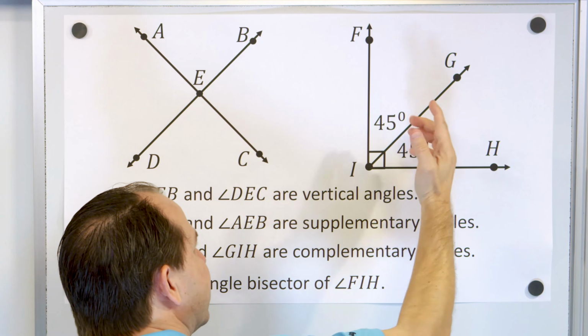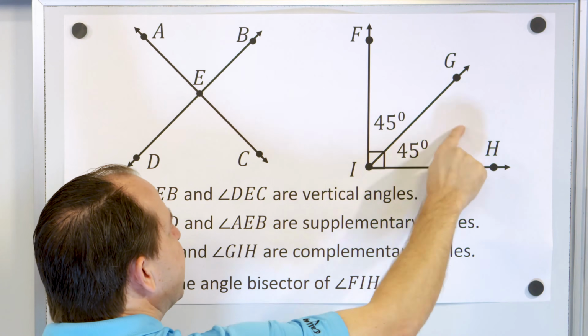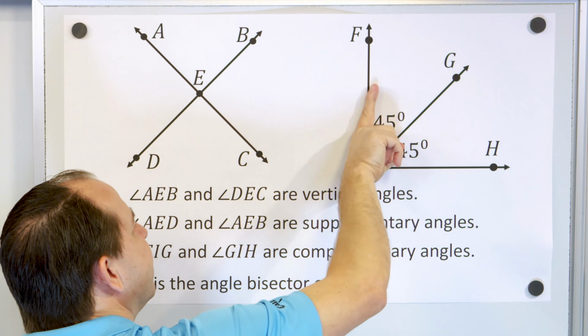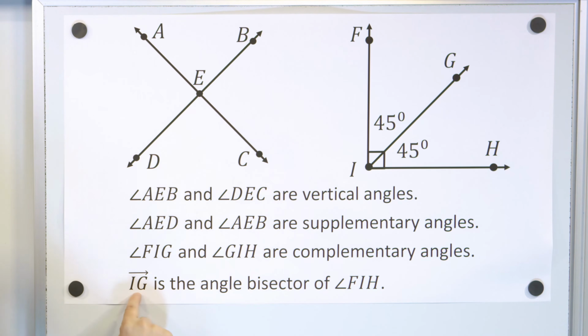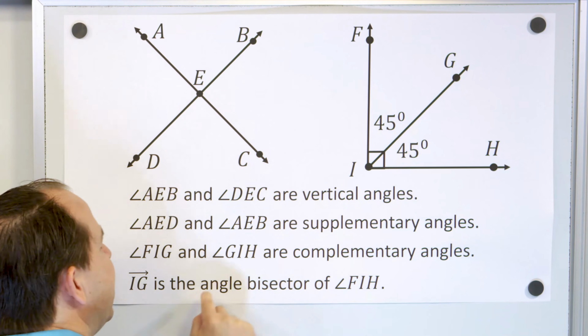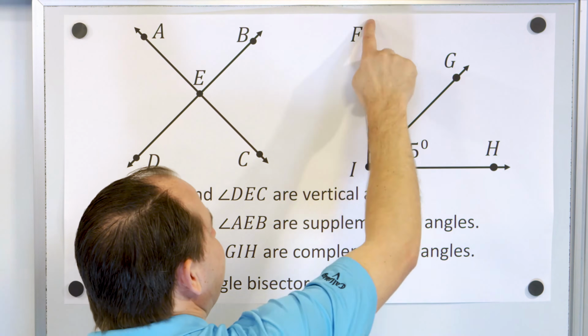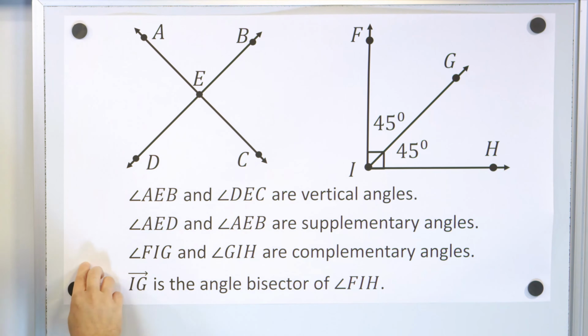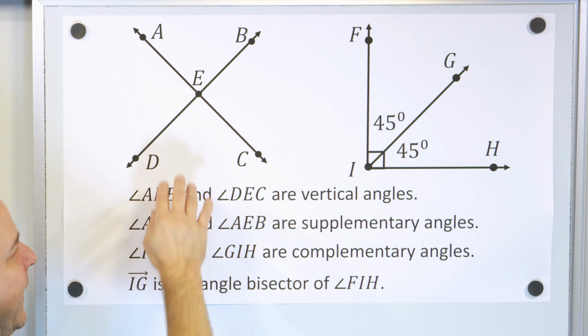And we can see in this particular case that we've cut this 90-degree angle exactly in half, because this is 45 and this is 45. And we have a word for when we cut an angle in half. We call it a bisector. Ray IG, right here, is an angle bisector of FIH. Bisector means to cut it in half. Angle bisector means to cut the angle in half.